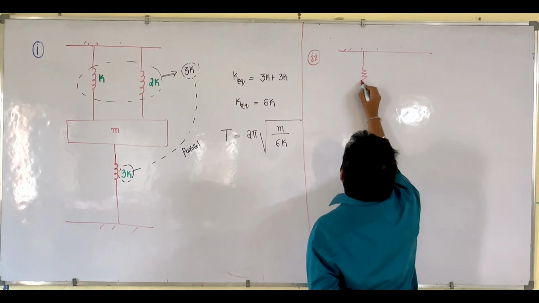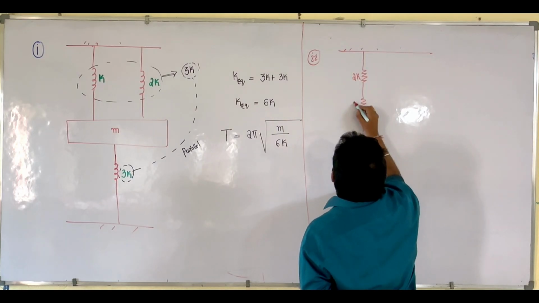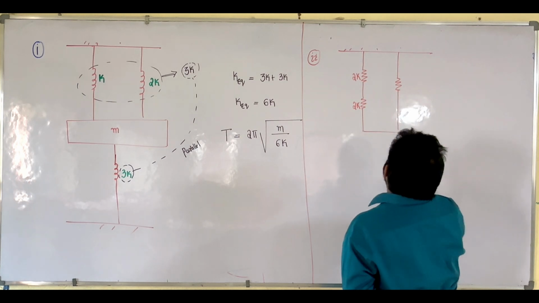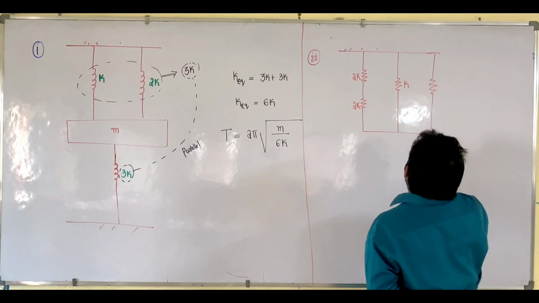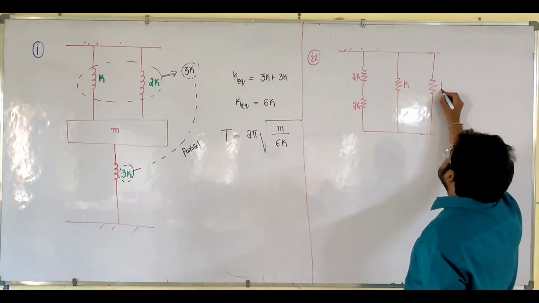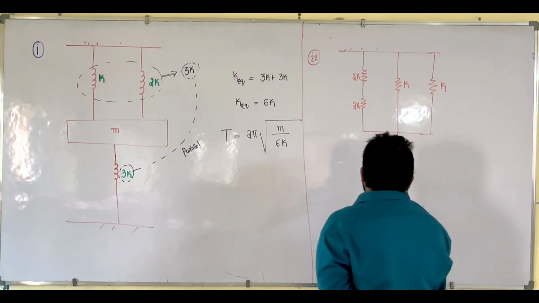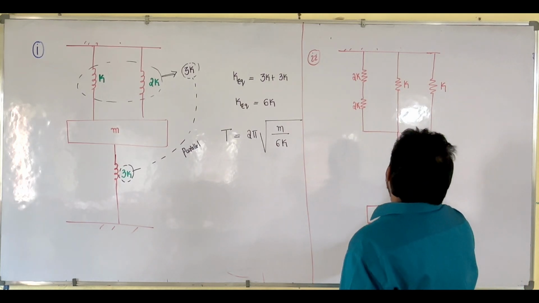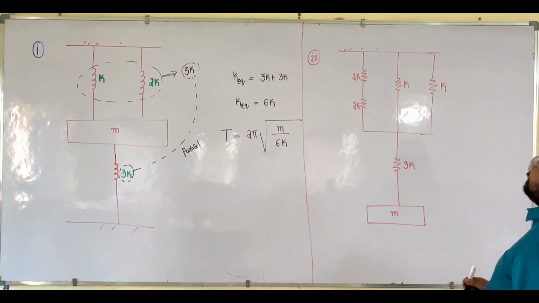This spring, from here to here, is 2K. Here, this is K. Here to here, 2K. Here, this is also K. Here it is how much? Here the mass is m. Understood? Here it is 3K.